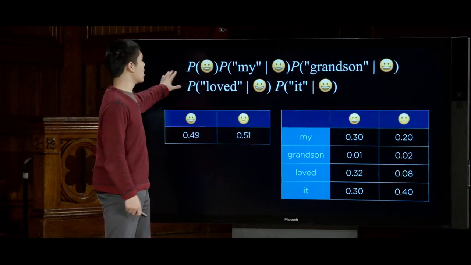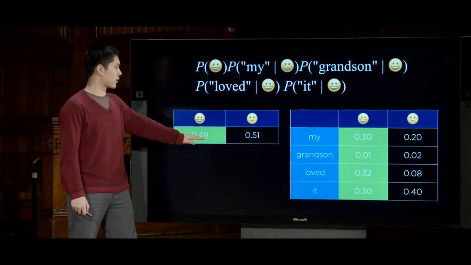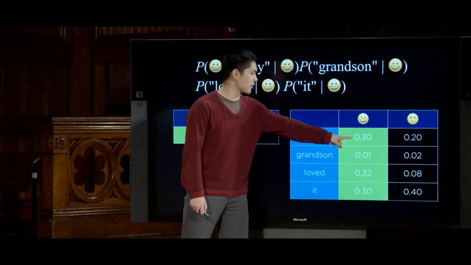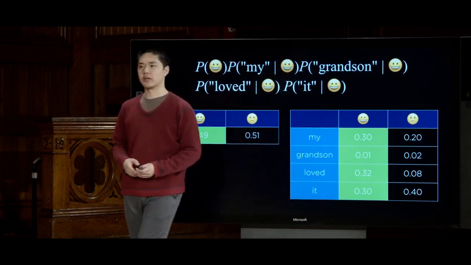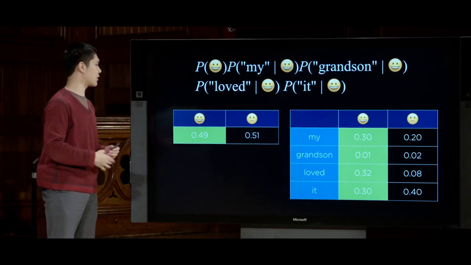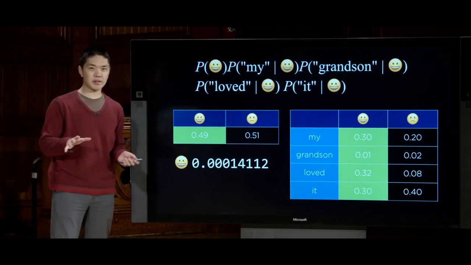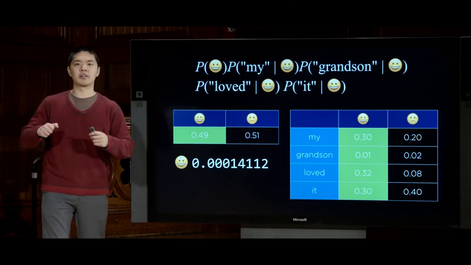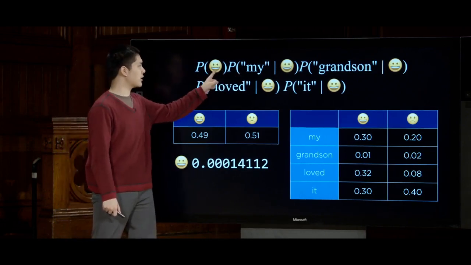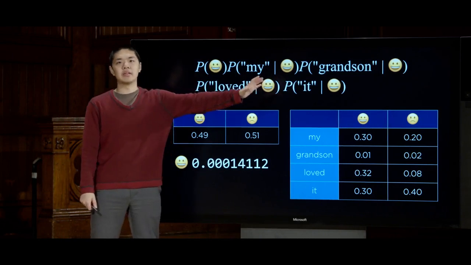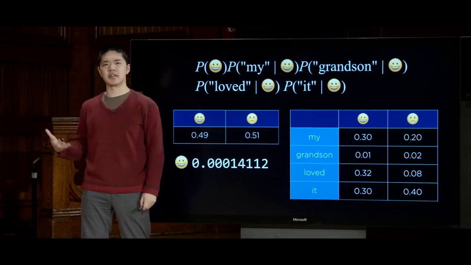So how do I calculate multiplying all these values together? Well, it's just going to be multiplying the probability that it's positive times the probability of my given positive times the probability of grandson given positive, and so on and so forth for each of the other words. If you multiply all of those values together, you get 0.00014112. By itself, this is not a meaningful number. But it's going to be meaningful if you compare this expression, the probability that it's positive times the probability of all of the words given that the message is positive, and compare it to the same thing, but for negative sentiment messages instead.